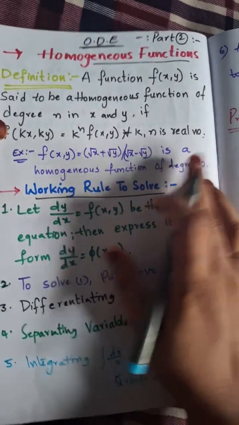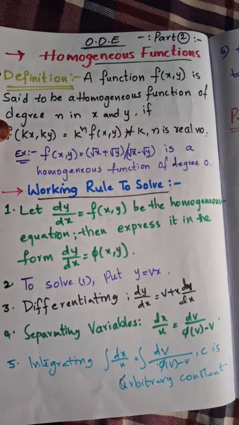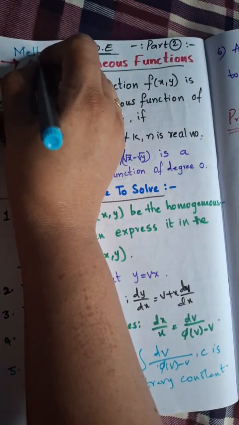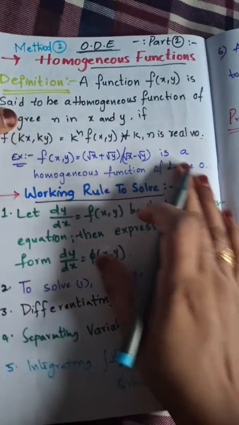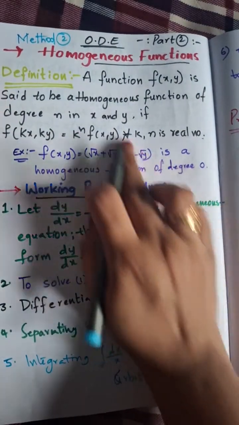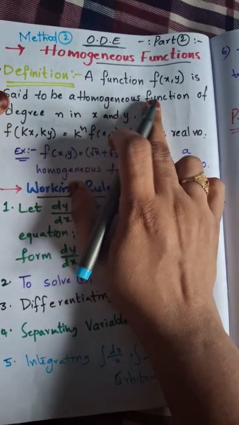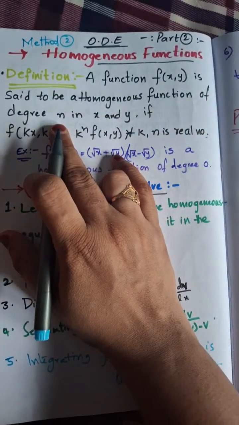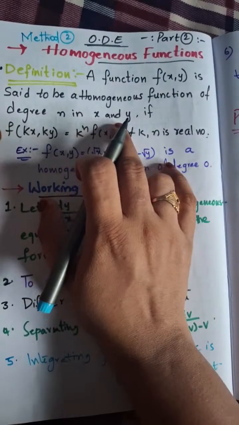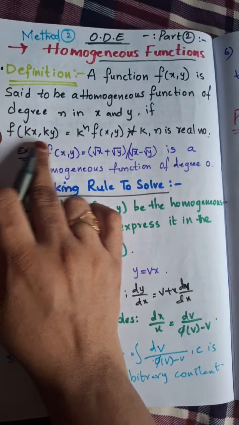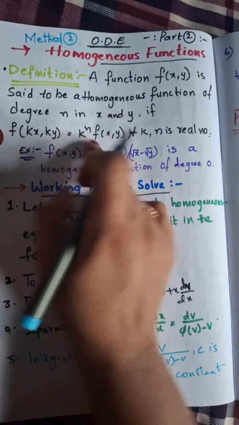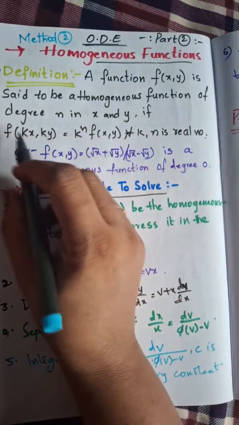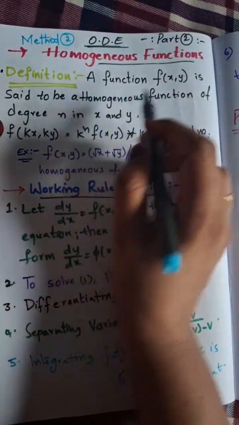Next video, part 2 from ordinary differential equations: homogeneous functions. This is method 2 of solving differential equations. The definition is already written. A function f of x comma y is said to be a homogeneous function of degree n in x and y if f of kx comma ky equals k power n f of x comma y, for every constant k, where n is a real number. Here we have the definition of a homogeneous function.